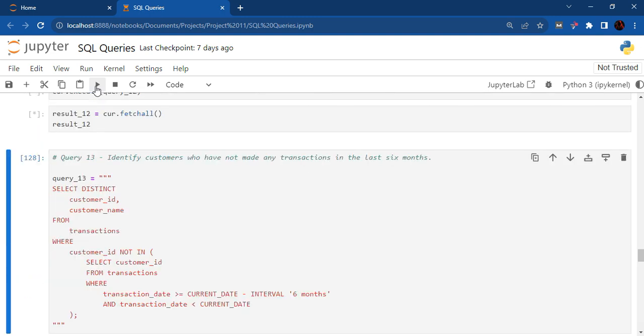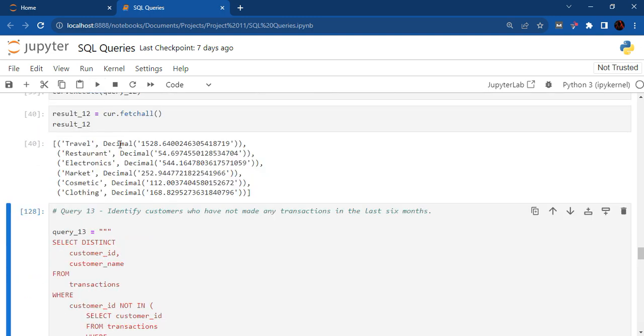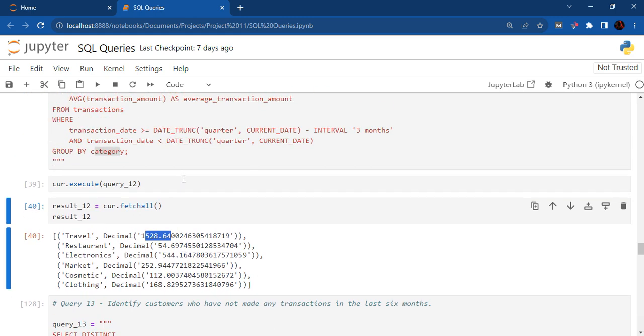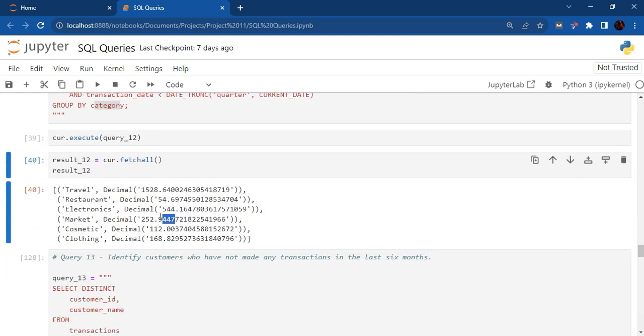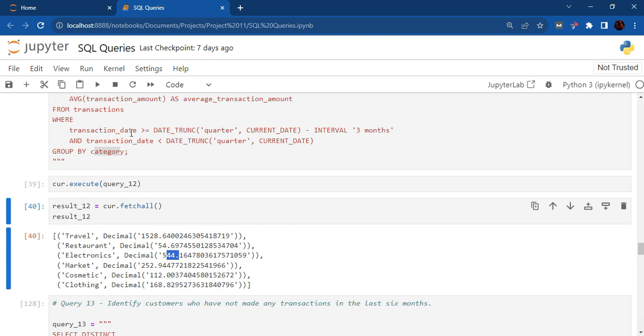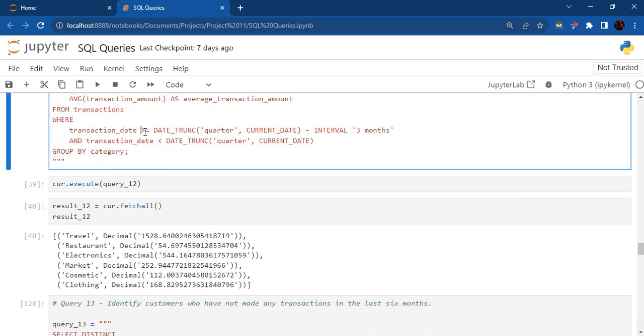So let's run that. As you can see, this is the transaction amount for each category for the last 3 months. So you know how we got it. We got our last 3 months. Remember, the transaction date should be greater than today minus 3 months, and the transaction date should also be less than today. So let's get that.